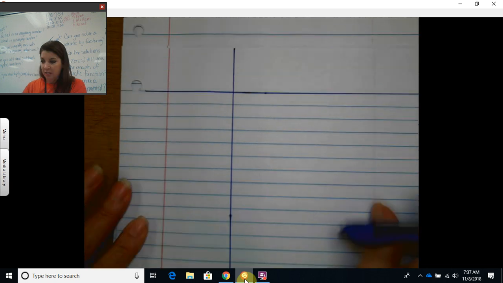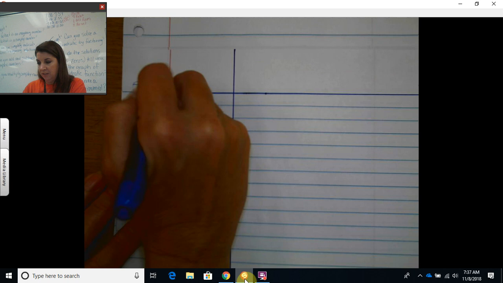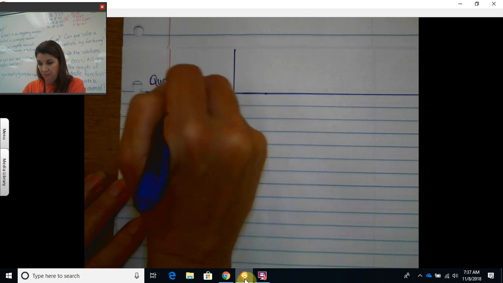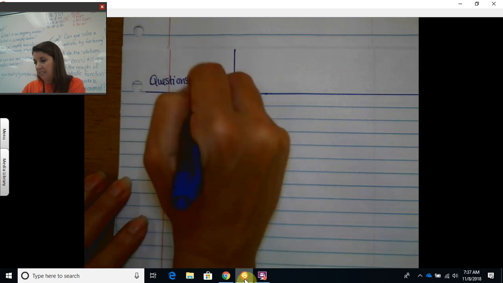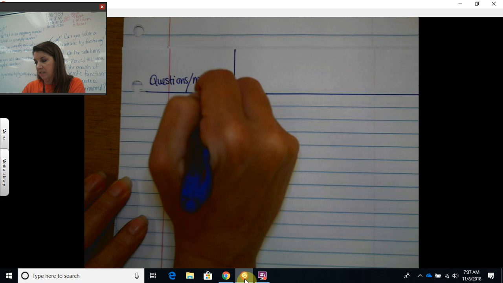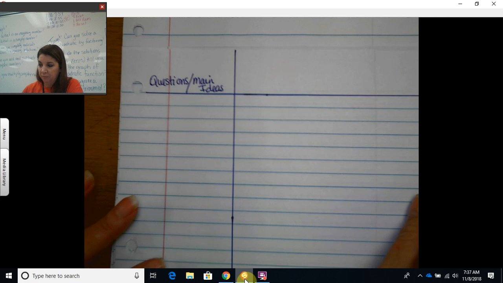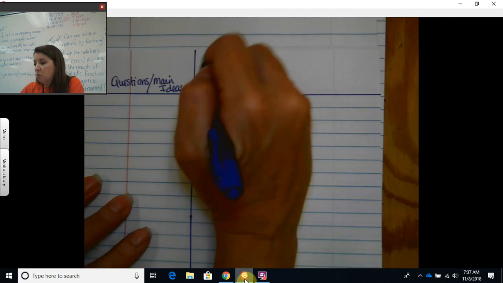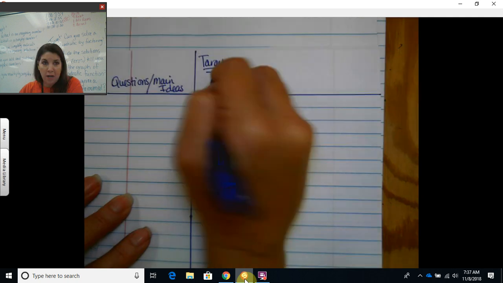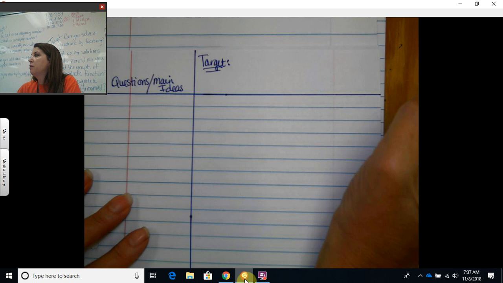So down the left side, I'm going to leave that for questions or main ideas, or even we can write the steps in there. Depends on what we're learning as to what we'll put over there. And then the target, which is what our goal is for learning that day. If we have the target written in our notes, we know what we're supposed to learn. We can go back and read the target and say, did we actually learn that today?